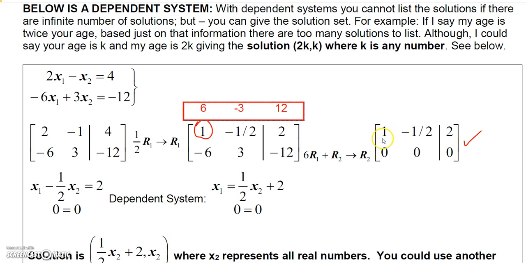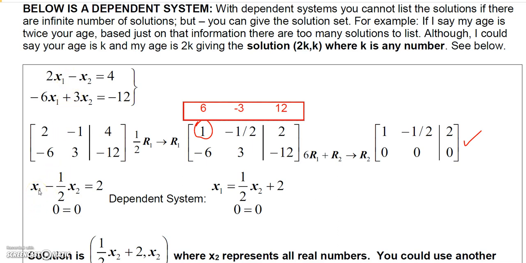Here, the first row tells me that x1 minus 1/2 x2 equals 2. And the second row tells me just that 0 plus 0 equals 0, so that 0 equals 0. Well, this is what happens when you have a dependent system. So in other words, these two equations represented the same line.